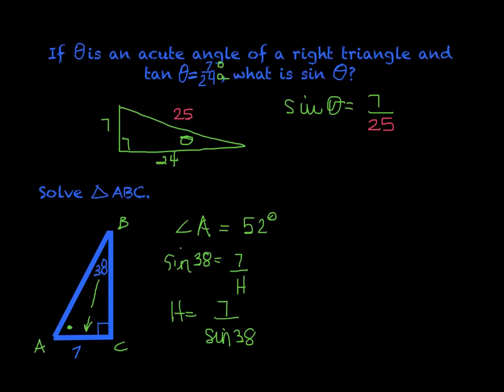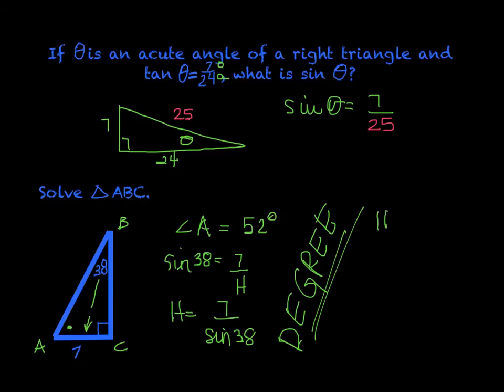Now, please remember that when you're using your calculator, it must be in degree mode. Must be in degree mode. So I'm going to put that in my calculator, and I'm going to get that h is 11.370. So my hypotenuse is 11.370. I then can do another trig function if I want, or I can do Pythag.